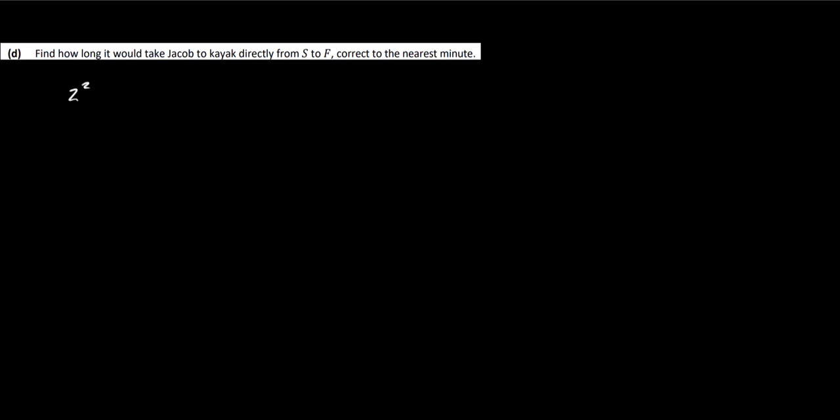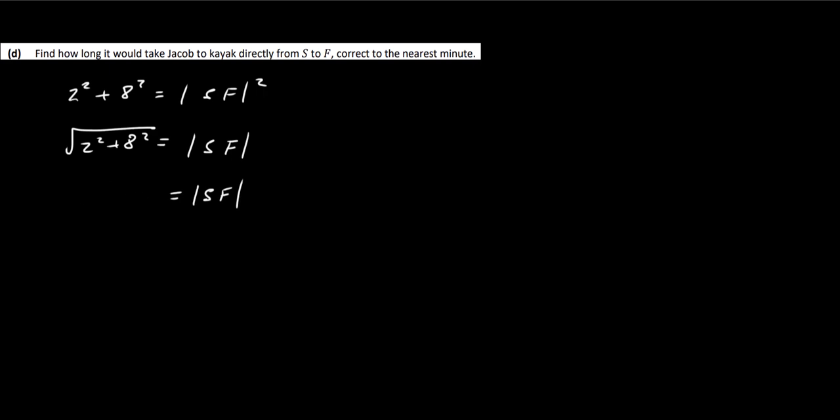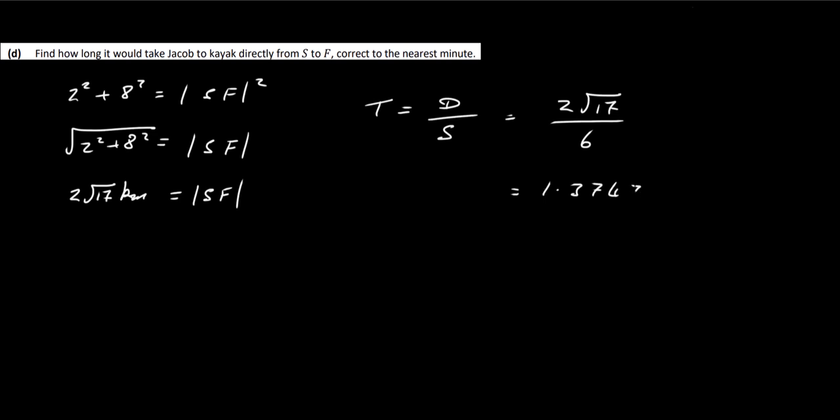So we have 2 squared plus 8 squared is equal to the distance SF squared. So the distance from S to F is just going to be the square root of 2 squared plus 8 squared. So that is SF. So that is just 2 root 17, and that is in kilometers. Now the time again is just distance over speed. In this case, the distance is 2 root 17. The speed again is 6. So when you do that, you get 1.37436 and so on. And this is in hours.